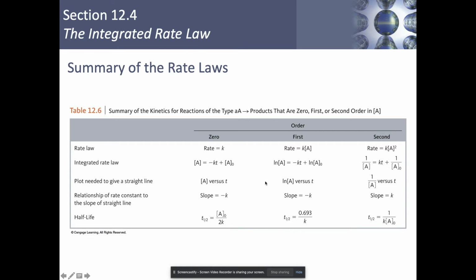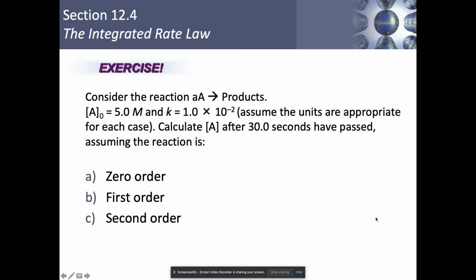To get a straight line, this is what we need. Our slopes are negative for zero and first order. It is positive for a second order reaction. And then remember, you do not need to know the half-life equations. The only half-life equation that you actually will be asked to use at some point is the first order one. So ignore these two.